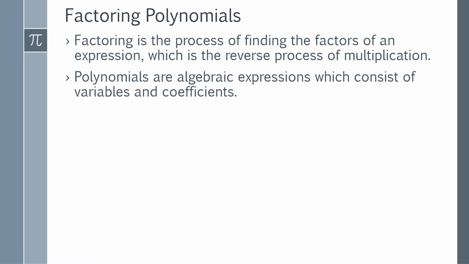Polynomials are algebraic expressions which consist of variables and coefficients. Examples: negative 2x plus 7, x squared plus 5x, 3x squared minus x plus 4, 2x cubed plus 5x squared minus x plus 1.